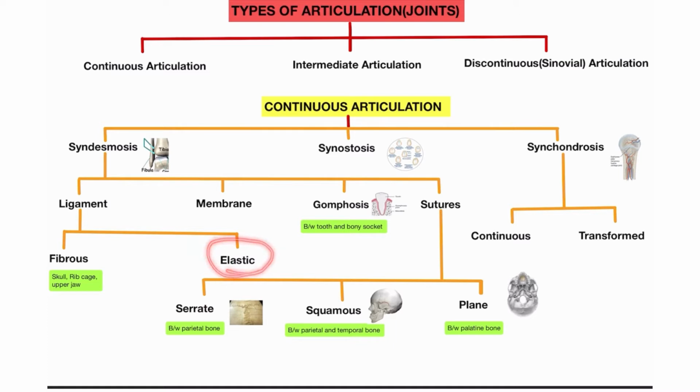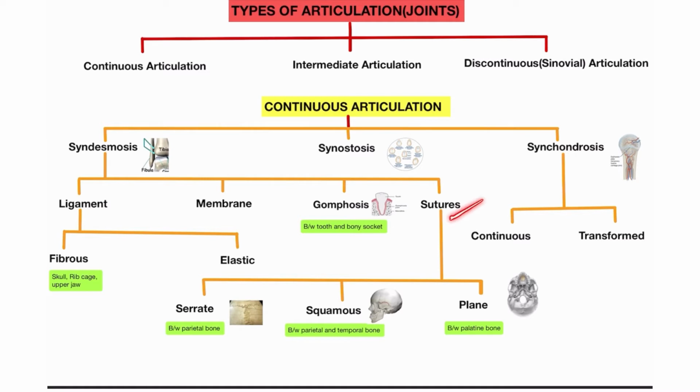Elastic type of joint is present in the tip of the nose. Elastic type of cartilage or joint is present, so it is an elastic type. Membranous, there are many membranous parts in our body, so this is called membranous type of joint. Gomphosis are the joints which are present between the tooth and the bony socket. This joint between the tooth and bony socket is called gomphosis.